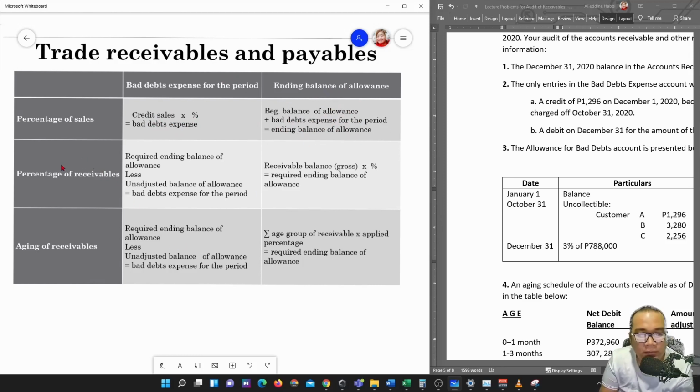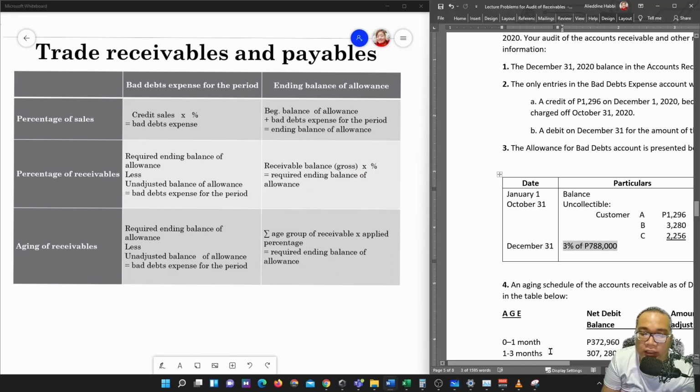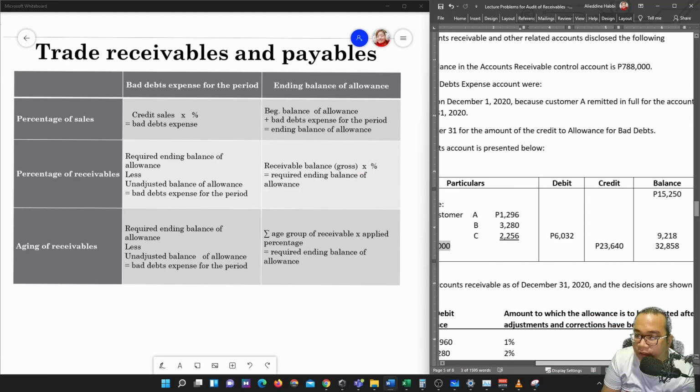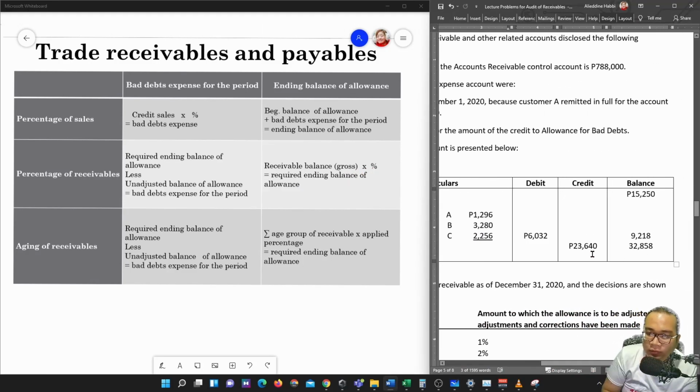Pero pagdating sa percentage of receivables at sa aging of receivables, para malaman yung bad debt expense, yung required ending balance, less the unadjusted balance, para malaman mo yung bad debt expense for the period. Paano malaman yung ending balance? Ito, required balance, the gross times the percentage. Parang ganun yung ginawa nila dito, kung saan yung ending balance for them, based on their computation, is 3, ganyan. So basically ganyan yung ginagawa.